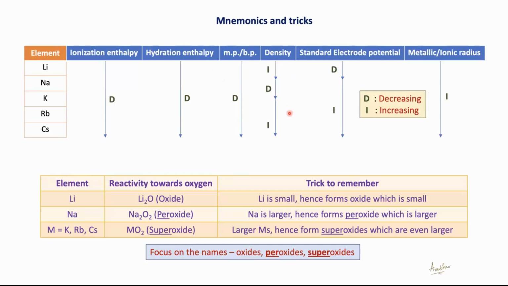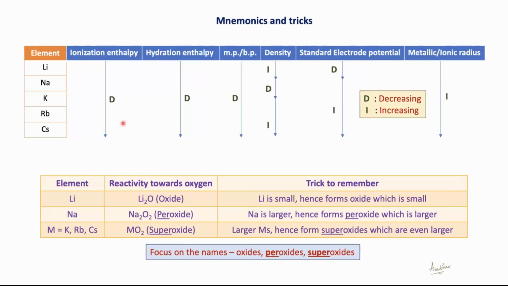In case of density, you do not have to remember that, but if you want to remember, that's why I have put it down. You see, from lithium to sodium, it is I, so increasing. From sodium to potassium, it is D, that is decreasing. From potassium to cesium, it is again increasing. So it is denoted as IDI. In case of standard electrode potential also, from lithium to sodium, it decreases, so it is D. And from sodium to cesium, it again increases. So it is DI.